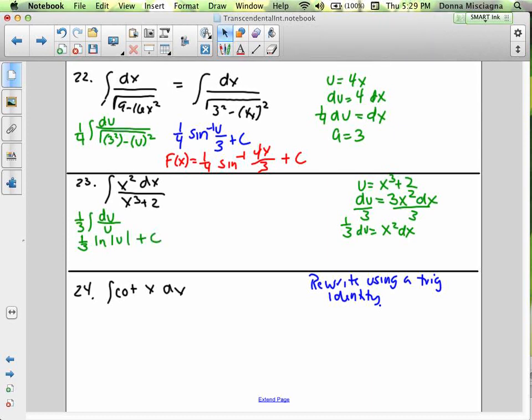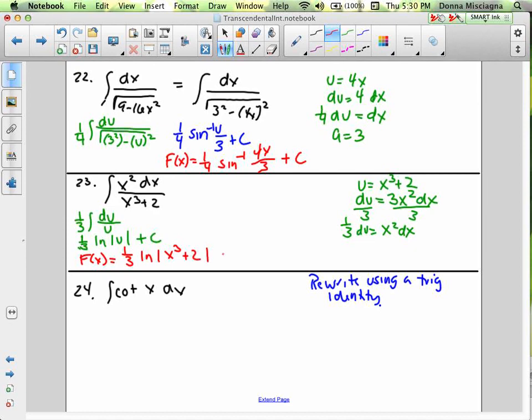And then let's just replace the u, which is x cubed plus 2. So 1/3, f of x equals 1/3 natural log of x cubed plus 2 plus c.